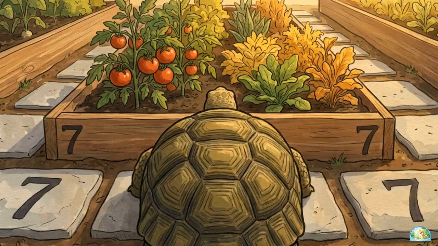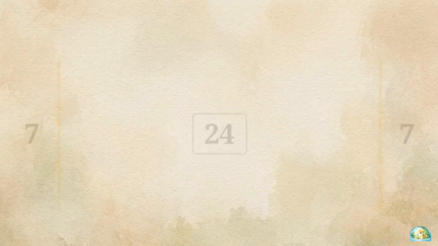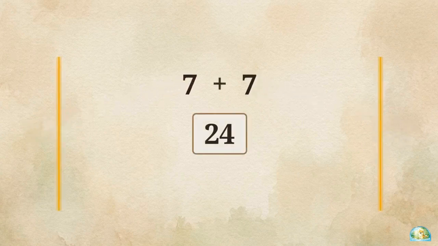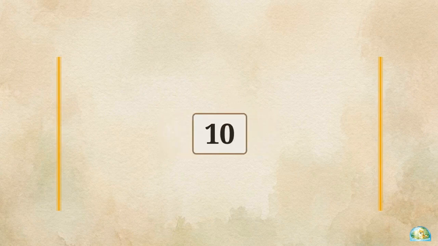To find the length of these 2 remaining sides, we start with the total and remove the parts we already recognize. First, we combine the known ends. 7 plus 7 is 14 feet. Subtract 14 from the 24-foot perimeter, leaving 10 feet for the last 2 sides.